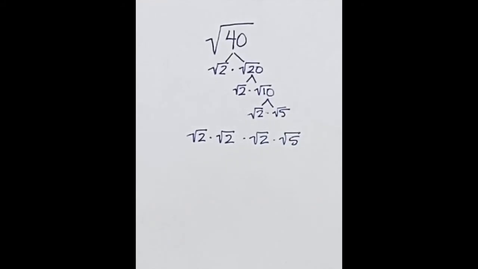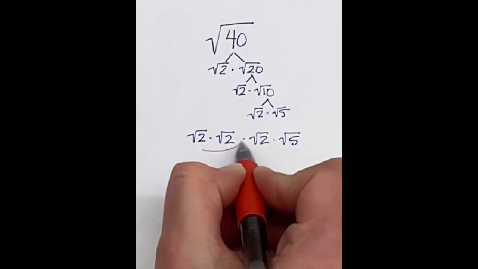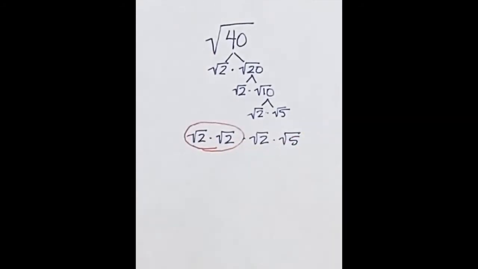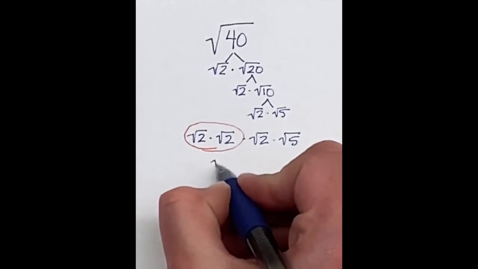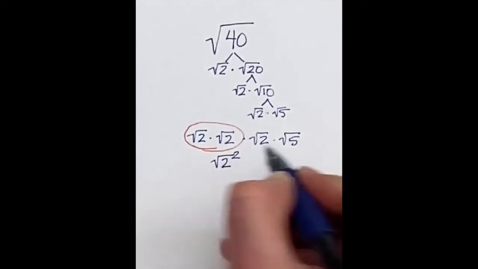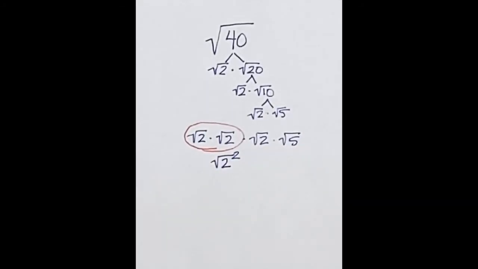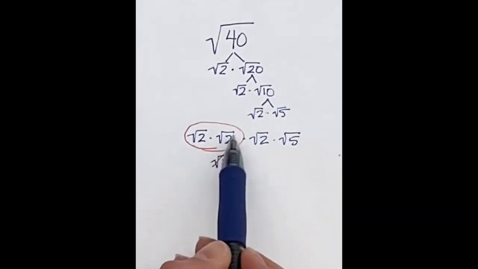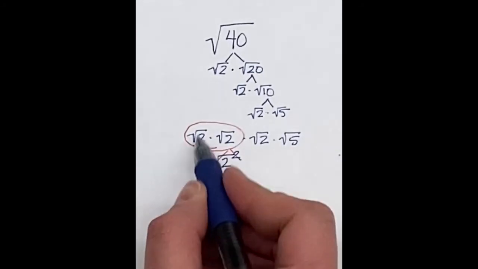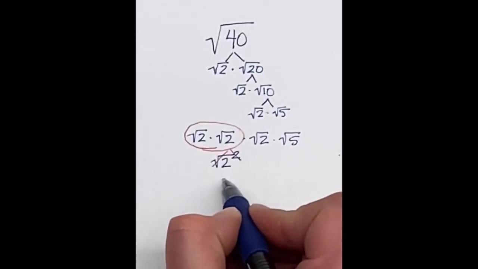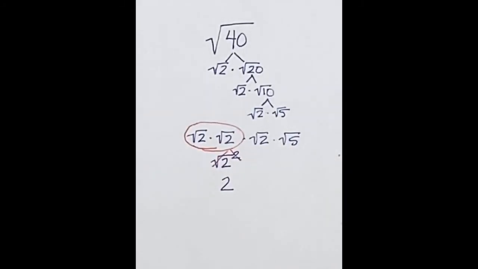At this point, I'm looking for pairs of numbers. So I've got a pair right here. Radical 2 times radical 2, that's the same thing as saying radical 2 squared. And we know that square roots and squares cancel out. So in this circle of radical 2 times radical 2, that answer just really simplifies down to the number 2.